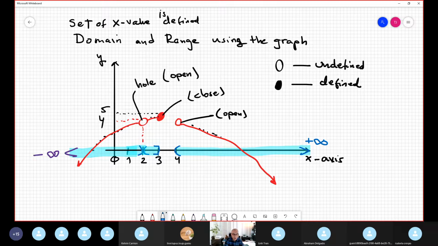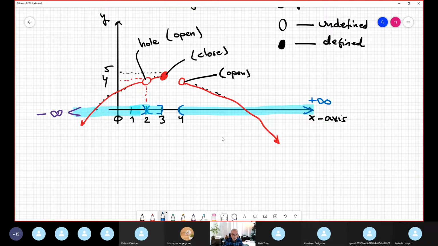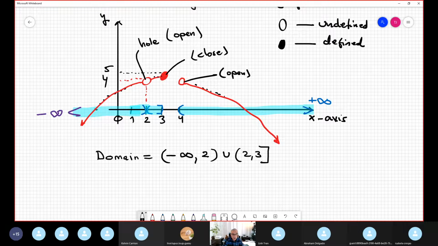So, how do you write that? Well, you write it like that. The domain of this function is from negative infinity, so from left to right, comma 2 parenthesis, because 2 is completely out of the domain, union, parenthesis 2, 3 bracket, because 3, yes, is inside the domain, union, 4, no, it's a hole also, 4, infinity. Super good.